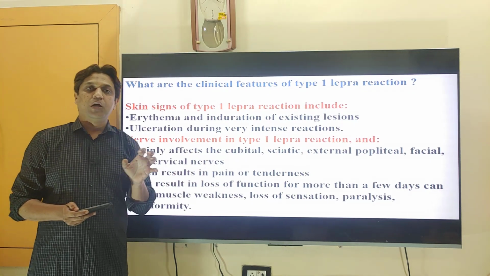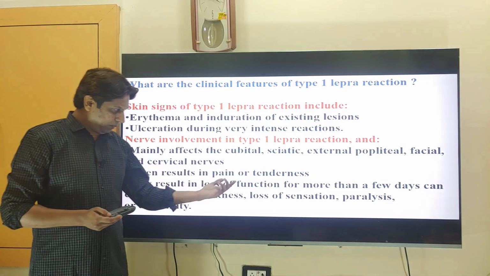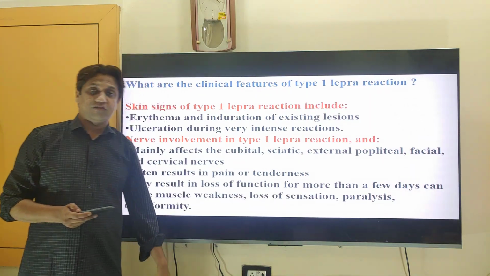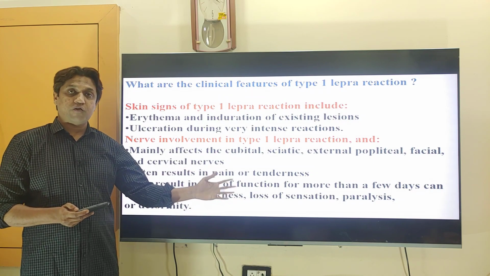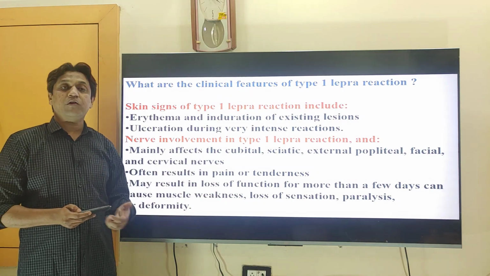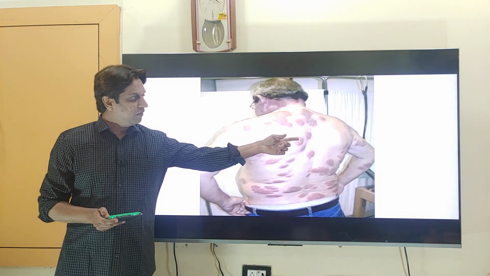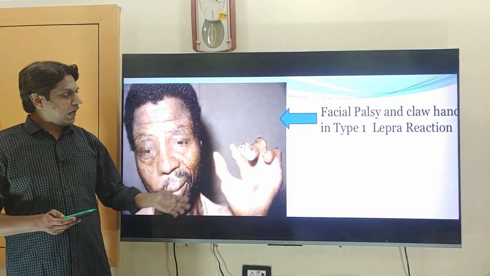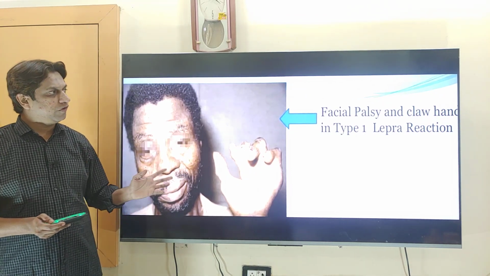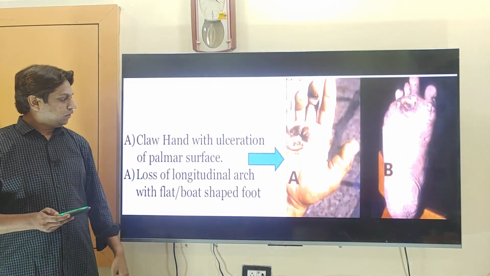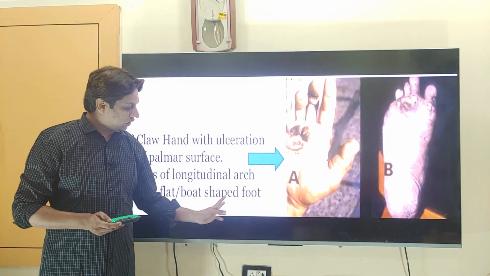Because of this inflammation, it will involve the nerves and cause neuropathy, and ultimately it may lead to pain, tenderness, and ultimately loss of sensation and paralysis, which leads to deformity. So this Lepra reaction is one of the important causes for deformities in leprosy because of the involvement of the nerves. You can see in this picture, the existing lesions have become erythematous and indurated. In this patient there is nerve involvement, so you can see the facial palsy, as the facial nerve is involved, and the claw hand. You can also see the loss of the longitudinal arch, with a flat and boat-shaped foot.